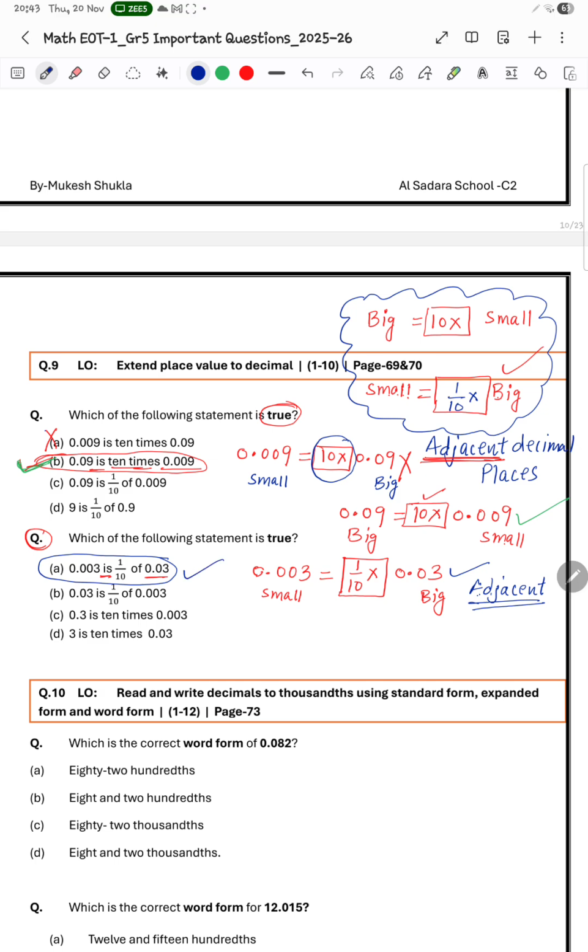Okay. So remember, if you have this rule in your mind, you can get it correct. The rule says if big is on the left side, do 10 times. And if small is on the left side, do 1/10 times. But make sure these rules are applicable on adjacent places only. Okay. Now let's move to the next part.